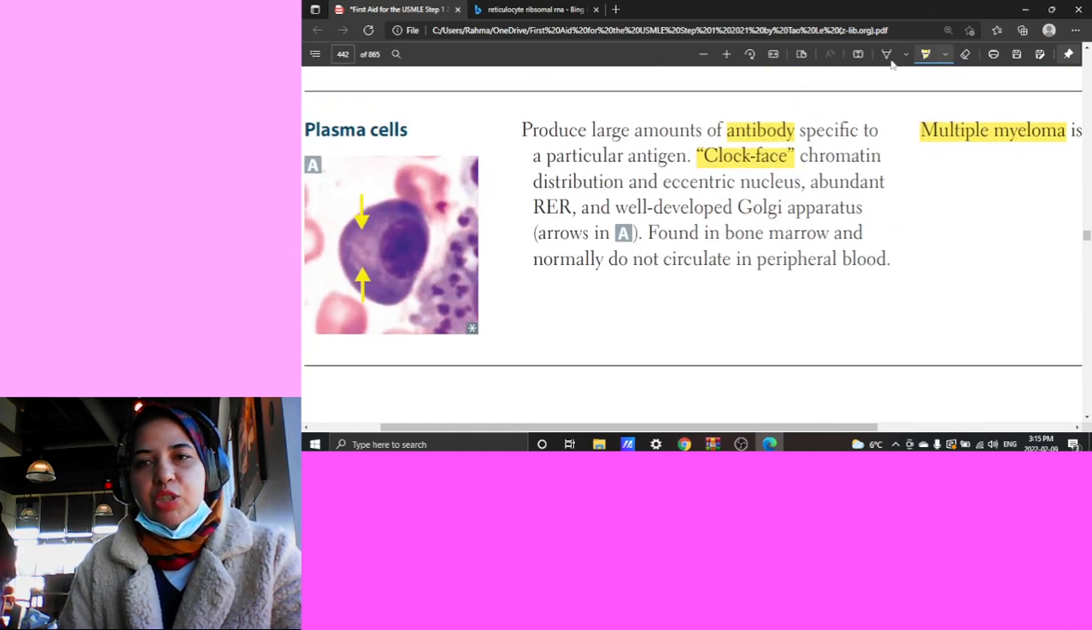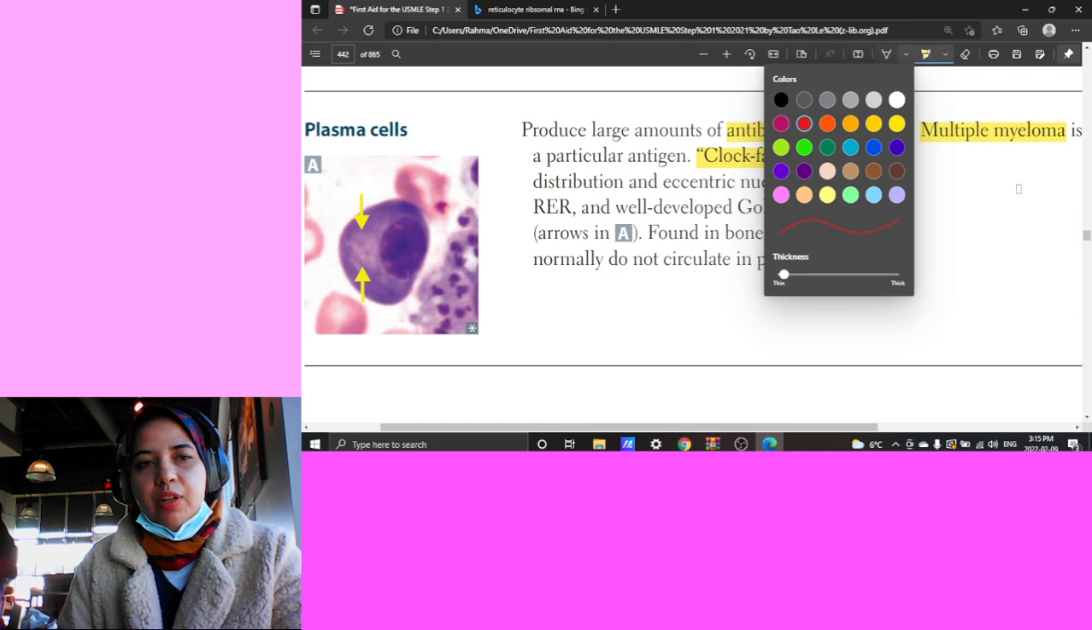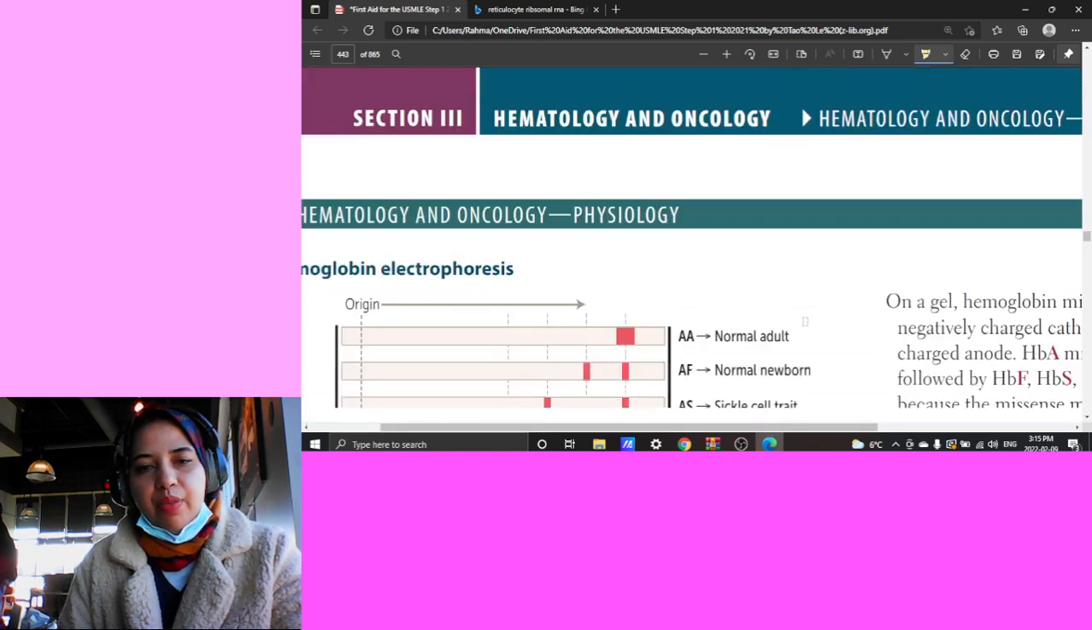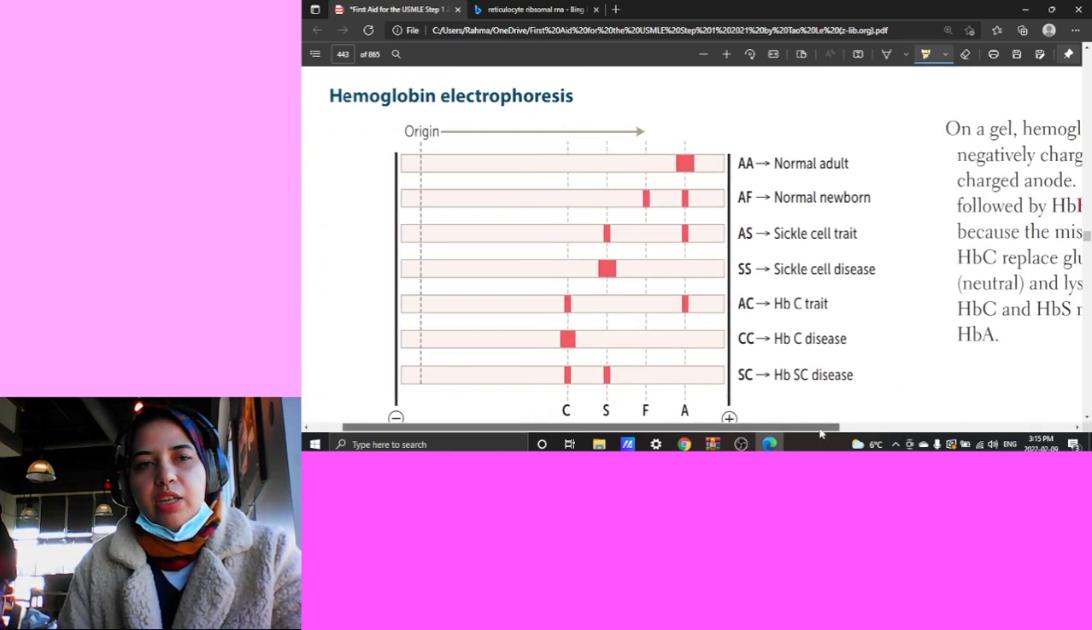If I find a condition where I take a sample and I see elevated plasma cells above a certain number, then you are going to consider multiple myeloma. That's an important pathology. Next is hemoglobin electrophoresis.